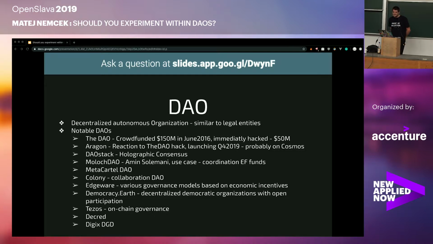And if you raised your hand, do you know some DAO? Okay. DAO stands for decentralized autonomous organization, and DAOs are similar to legal entities. You may notice that I put a list on the deck, that there are a few DAOs already running right now, and I can later tell you more about each of them.